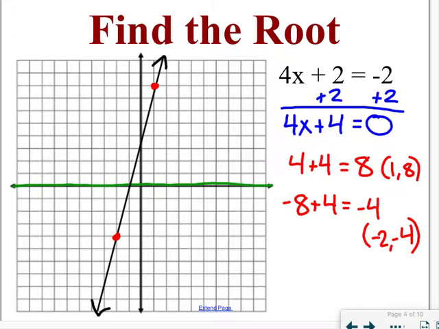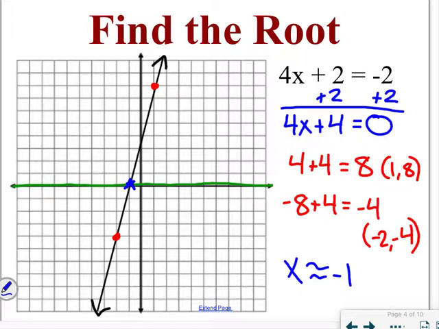So what we are looking for here is the root, or where it crossed that green line. If we're looking close, we end up right about there. So we're going to say x is about equal to negative 1. That would roughly be the solution for our graph.